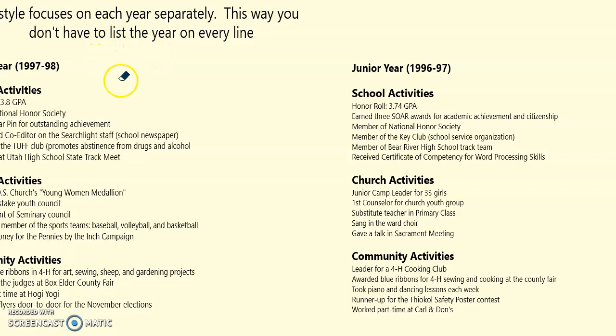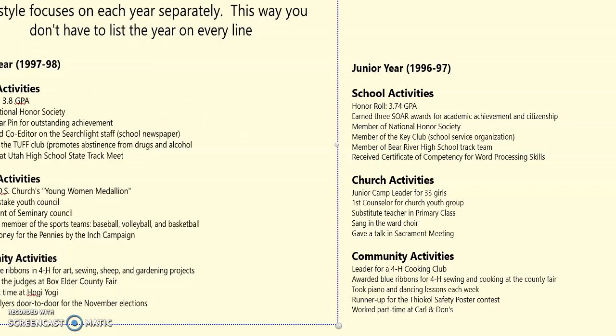This way, you don't have to list the year on every line, because it would say like your junior year, sophomore year, freshman year, whatever it is. You do want to start with your most recent first. So, and I don't know if you can see this. But anyways, you'd want to start with your senior year, and you would write down the dates of your senior year. So you'd put 2019 through 2020 at the top, and then underneath there, they have broken that into categories like school activities, church activities, community activities, and so on.